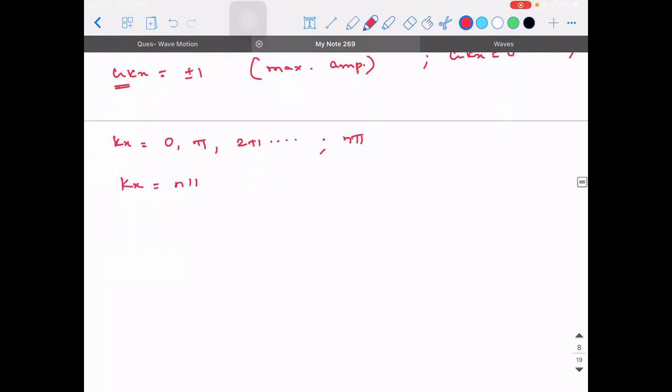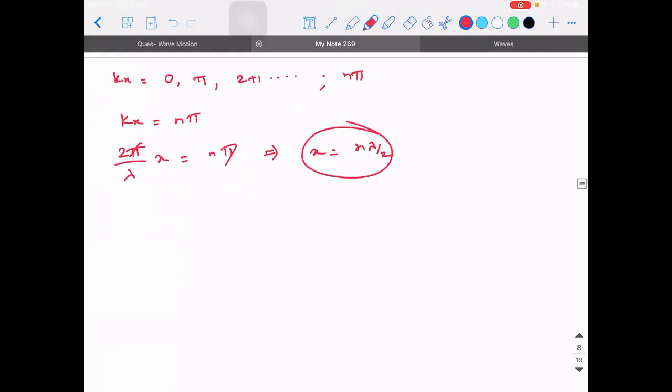So kx is equal to n pi. K is 2 pi by lambda into x is equal to n pi. Pi and pi will get cancelled. So x is equal to n times lambda by 2. So these are all the points where amplitude is maximum. With respect to a standing wave, the amplitude is maximum at points called antinodes.